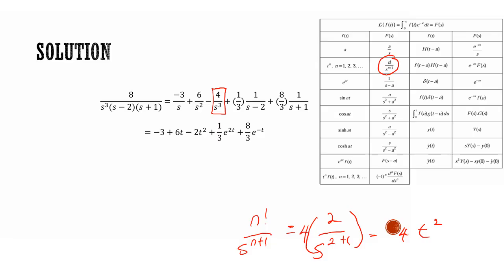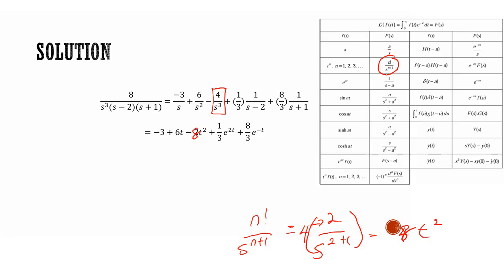Hold on, let me check. So a slight mistake here. It should be 8. 4 times 2 should be 8 t squared. So this one should be written as 8t squared.